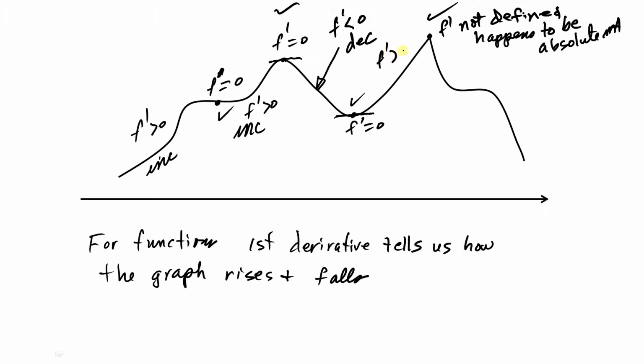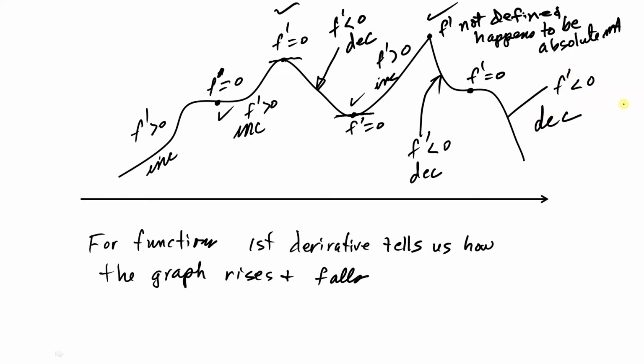has a derivative more than 0, so it's increasing. And then at this point, f prime equals 0, obviously. In between, f prime is less than 0, so it's decreasing. And notice it doesn't have to decrease and then increase. In this last interval, f prime is also less than 0, so it continues to decrease.